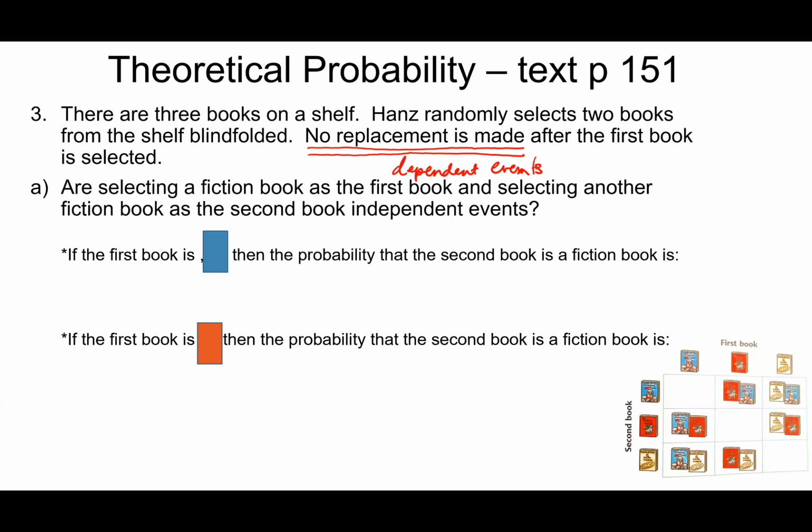Okay, we're on the next problem now. All right. So if the first book is fiction, or let's say it's that blue fiction book, then the probability that the second book is a fiction book is, well, let's see. Okay, let's look at this row. If the first book is blue, then the probability is, let's see, you know what? It's not easy to tell. I have to look at my notes. Let's write fiction, fiction, nonfiction. The red ones are fiction and the white ones are nonfiction. Does that help a little bit?